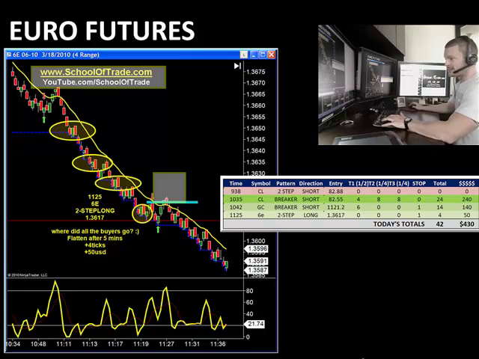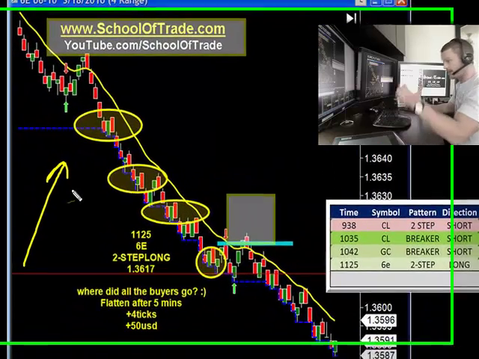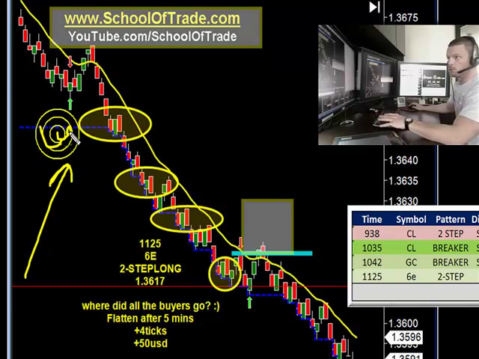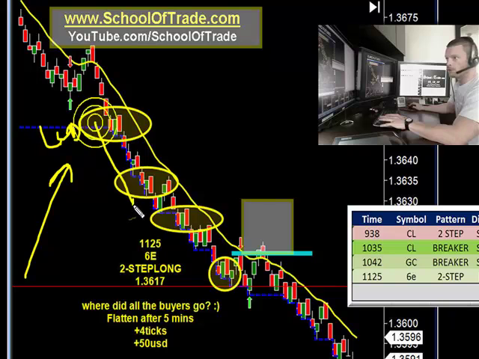Now, remember, guys, what we saw: we saw the dollar jumping to the upside, which means negative correlation. Now, guys, I want you to see something real important here. On the euro, this is my low of day here, this blue line. So we're coming down to the low of day here.